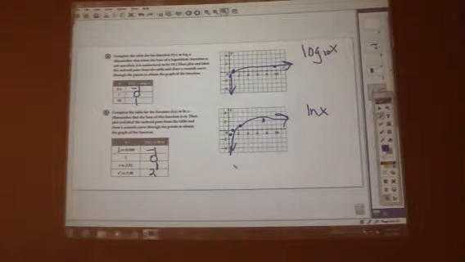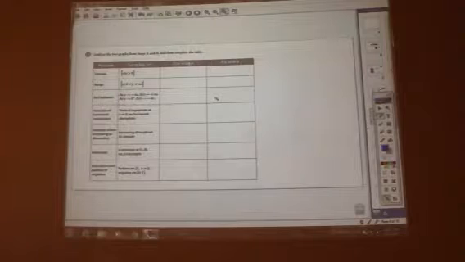Okay, if you'll turn to the back of page 840, we're going to answer questions over these 3 graphs. So we'll have to look back at these 3 graphs. This one is base 2, which they gave you. This one is base 10, and this one is base e, or natural log.